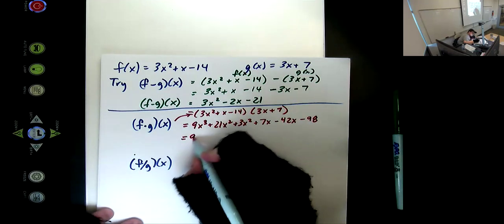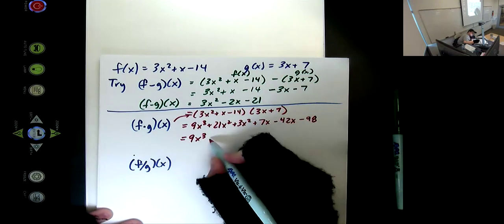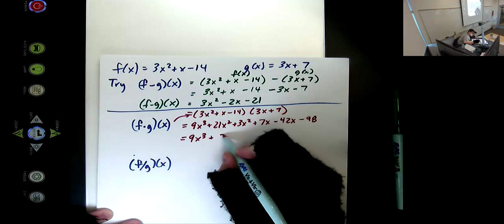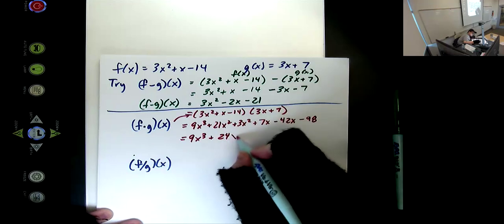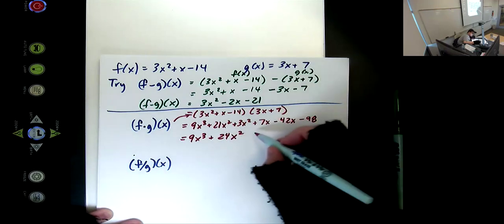So if I combine like terms, looks like I got 2 x squared terms that add up to 24x squared. And I got 2 x terms that add up to -35x.